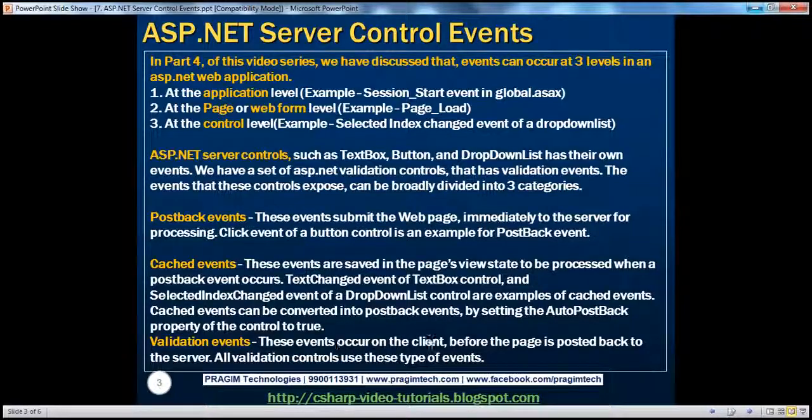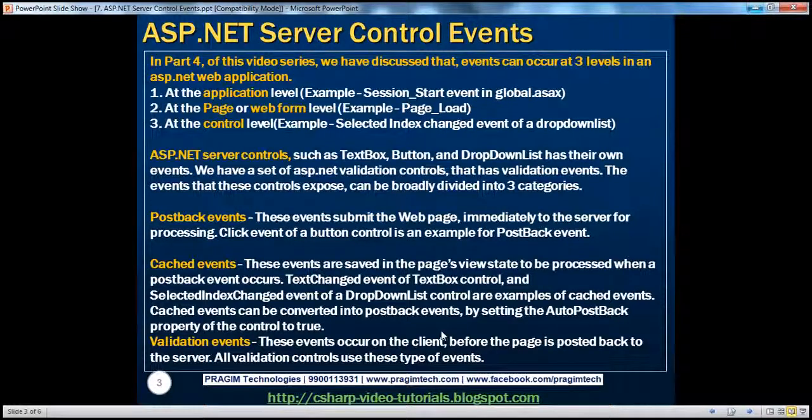That's because we have this validation event happening on the client even before the web form is submitted to the server for processing. So validation events happen on the client. Actually, there is a JavaScript which is emitted by this control, which runs on the client browser, and that basically ensures that there is something the user has typed into this text box before the user can actually submit this form to the server for processing. And that's what is validating on the client. So validation events happen on the client. These events occur on the client before the page is posted back to the server. All validation controls use these types of events.